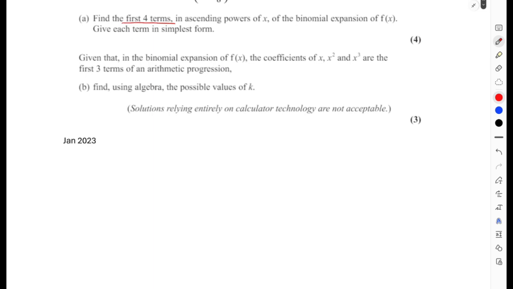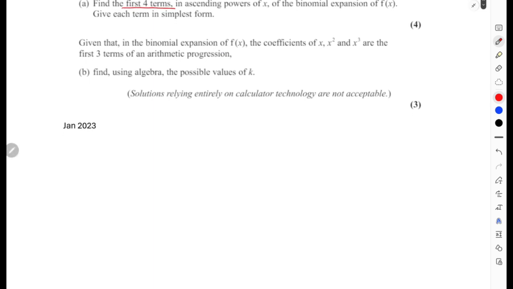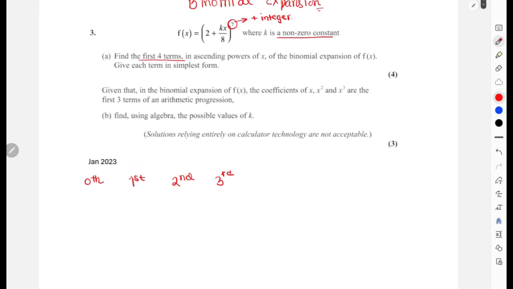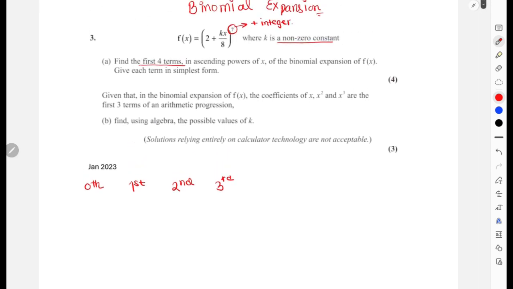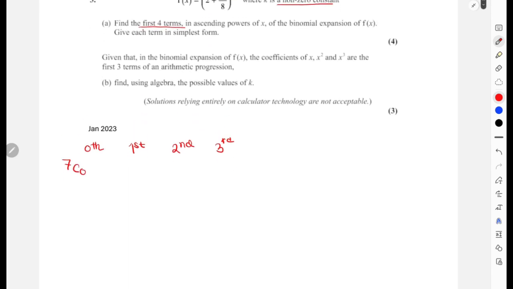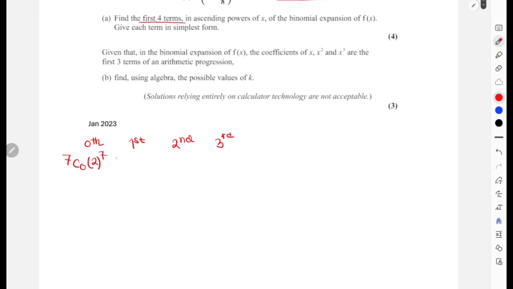So in that case, this is how your working will be: 0 term, first term, then second term, and then third term. Okay, now you can see they are creating 4 terms over here. So this is the first 4 terms. For the 0 term, r would be 0. So you have nC0, so basically it's just going to be 7C0. The value for n is 7 over here. a is 2, so 2 to the power of 7, and then kx divided by 8.